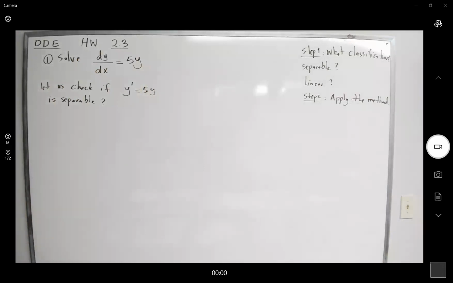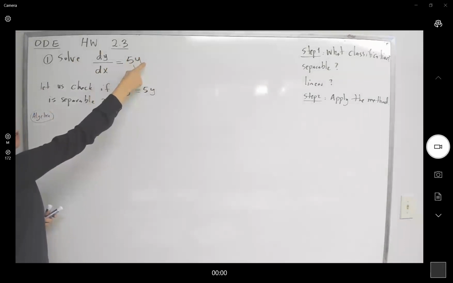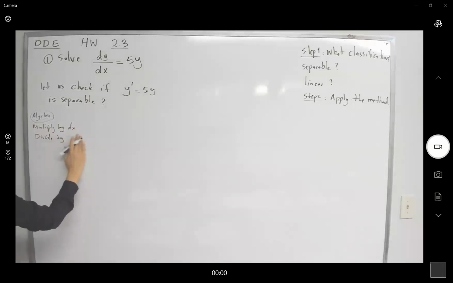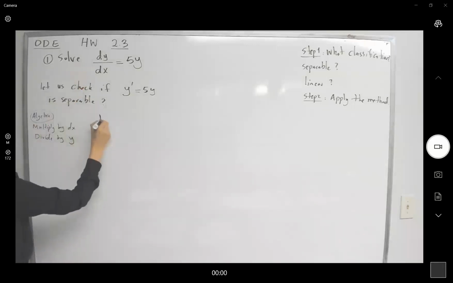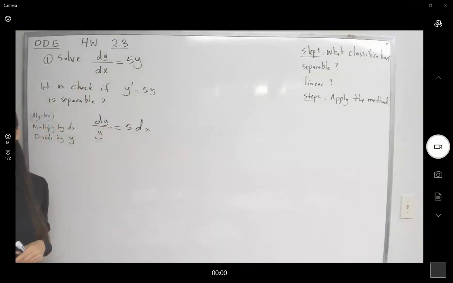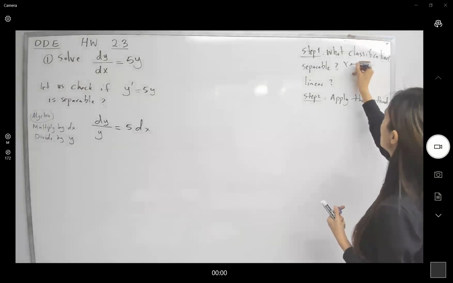Let's use a different color. Algebra. So what are we going to do? We're going to multiply everything by dx and divide everything by y. So here you get dy divided by y equals 5 dx. It's separable. Of course, it's separable. So let us apply the method.